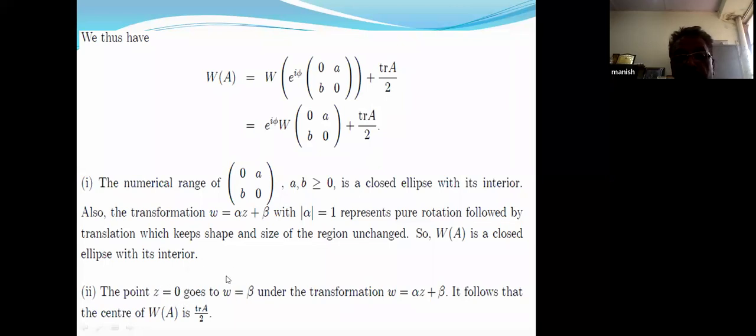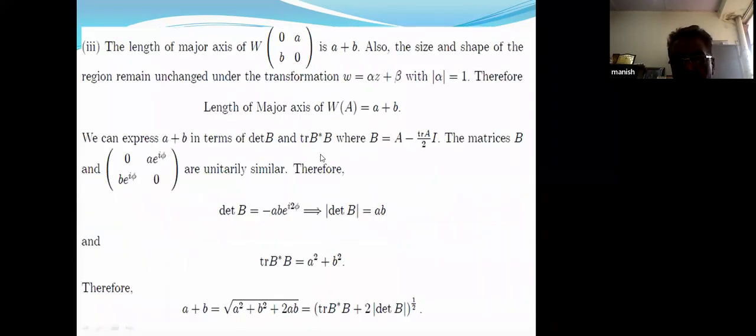The center of the ellipse W([0 a; b 0]) is 0. So the center of this ellipse, which is just a translation, is trace A by 2. Also, we have shown that the length of the major axis of the numerical range of this matrix is a + b. Now we have to calculate this expression a + b in terms of the matrix B, which is unitarily similar to this matrix [0 a; b 0].